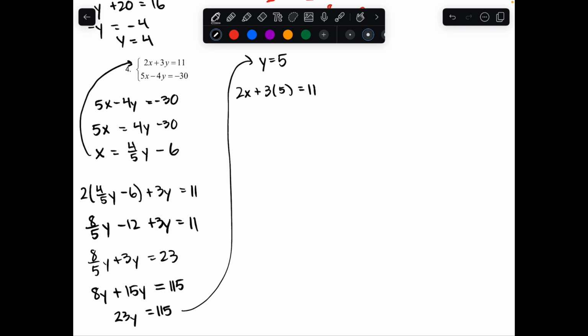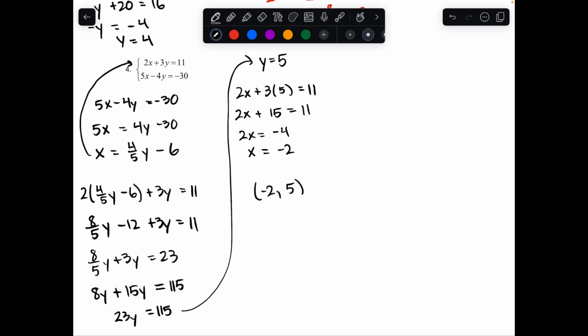So 2x plus 15 is equal to 11. Subtract the 15 over, and we'll have 2x is equal to negative 4, and hence x is equal to negative 2. So our solution is negative 2, 5.